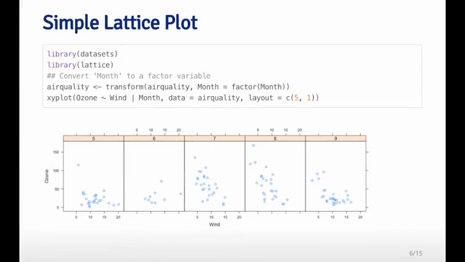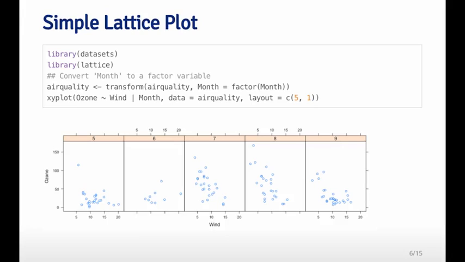Now here's a slightly more complicated lattice plot. So here I've got the same data frame, but I've converted the month variable into a factor. And now I'm plotting ozone versus wind by month. So you can interpret the formula as: I want to look at the relationship between ozone and wind for each level of month. And so month goes from 5, 6, 7, 8, and 9, so from the month of May to the month of September.